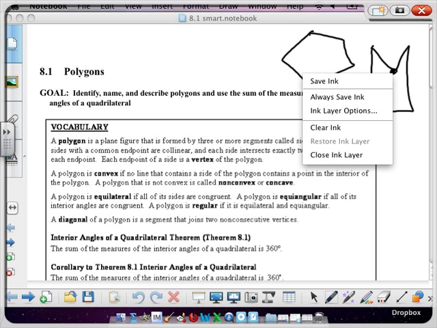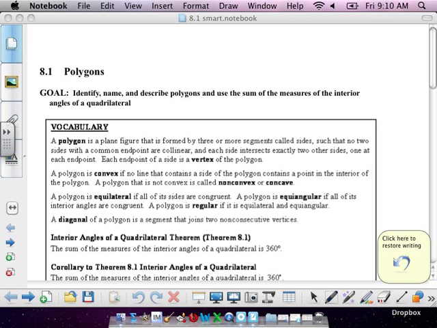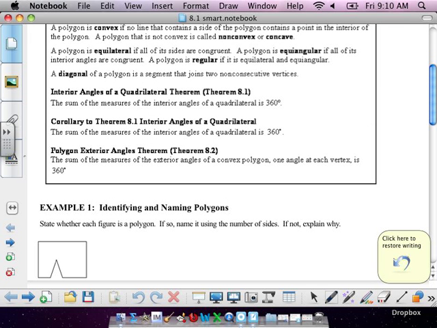The sum of the measures of the interior angles of a quadrilateral. Quadrilateral means it has 4 sides, good. The interior angles of a quadrilateral are 360. So if you add up all the angles on the inside, it'll equal 360. What does it equal if you add up all the angles of a triangle? 180. So quadrilateral is twice as big. The sum of the measures of the interior angles of a quadrilateral is 360.